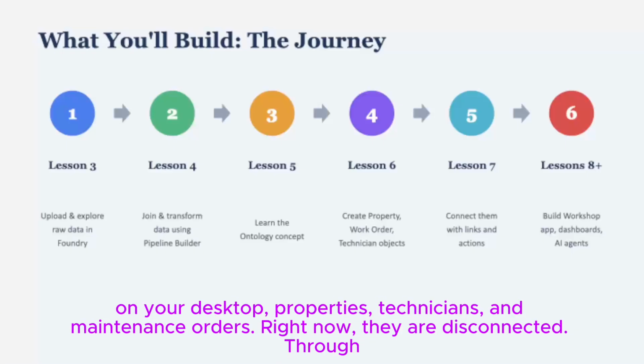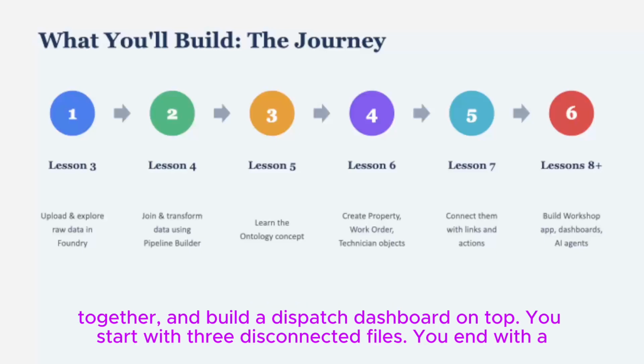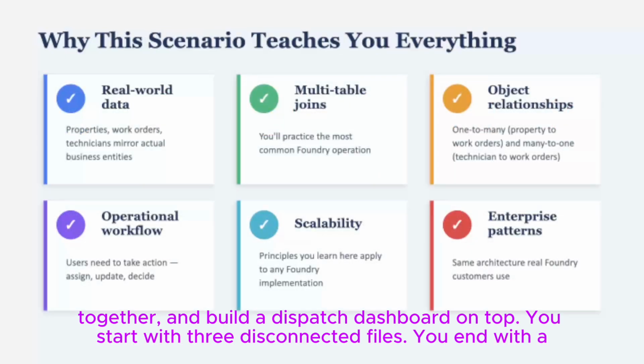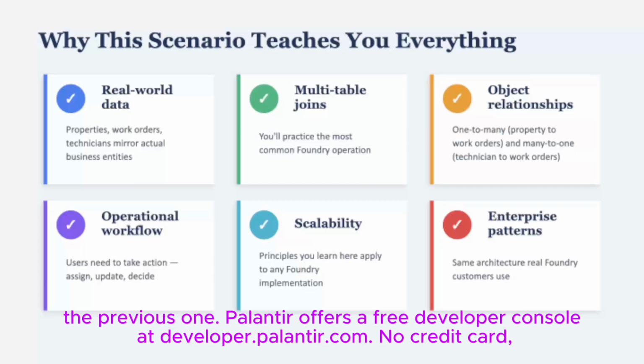There are 3 CSV files on your desktop: properties, technicians, and maintenance orders. Right now they are disconnected. Through this bootcamp, you'll upload them into Foundry, transform them, model them as ontology objects, link them together, and build a dispatch dashboard on top. You start with 3 disconnected files. You end with a working app where managers can assign technicians, track costs, and make decisions. Every step builds on the previous one.